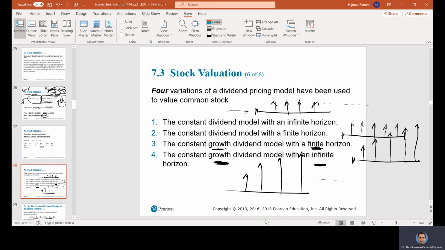See, constant dividend model, all the dividends are the same for the infinite horizon. Constant dividend model with a finite horizon: dividends are the same, but for a fixed period of time. The other one is the constant growth dividend with a finite horizon, like that. There is a growth in the dividend, but for a limited number of years. And the other one is the constant growth dividend model with an infinite horizon. There is a growth, but this growth goes on to infinity.